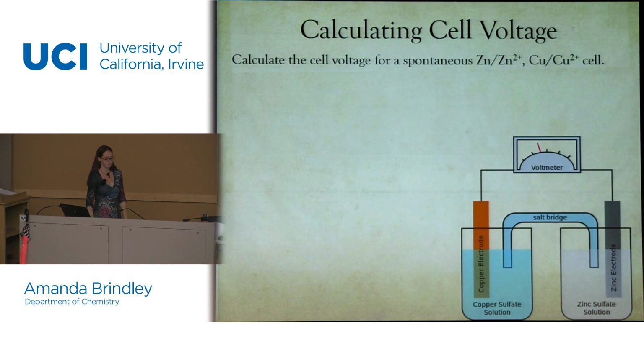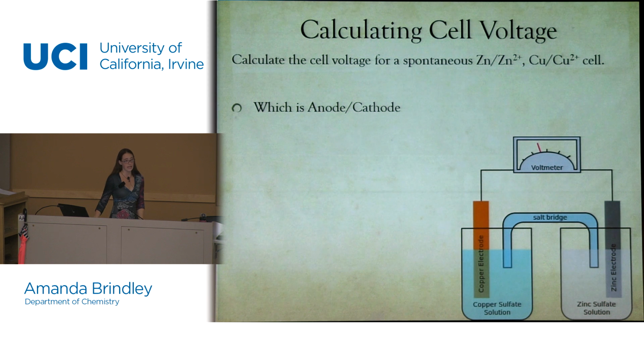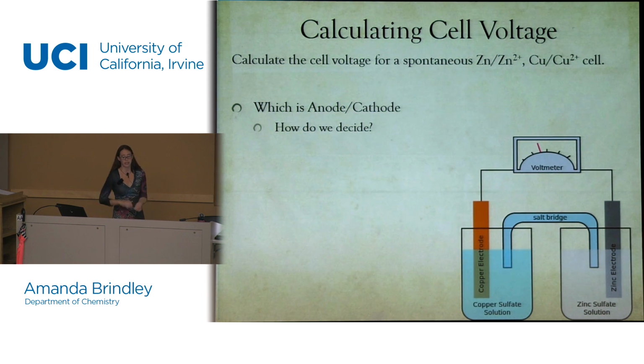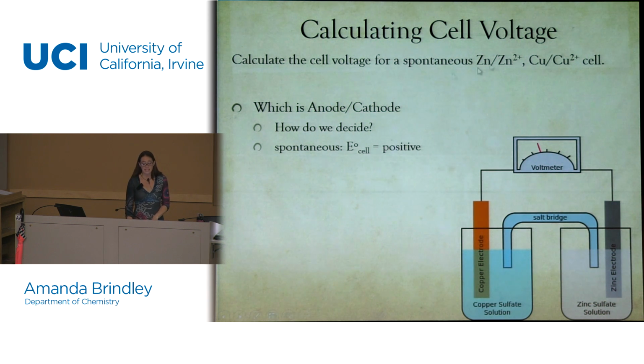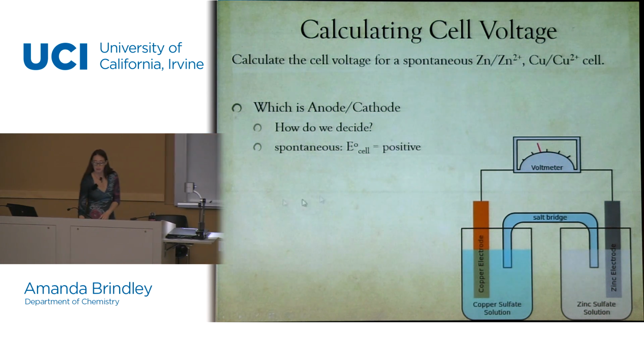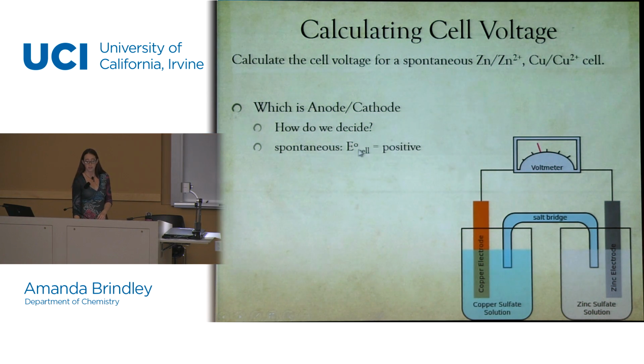What's the cell voltage? So we need to decide which one's the anode and which one's the cathode first off, okay? It's kind of step one. What is happening at which place? I say that it's spontaneous. So this is important and probably deserves a few circles and stars.